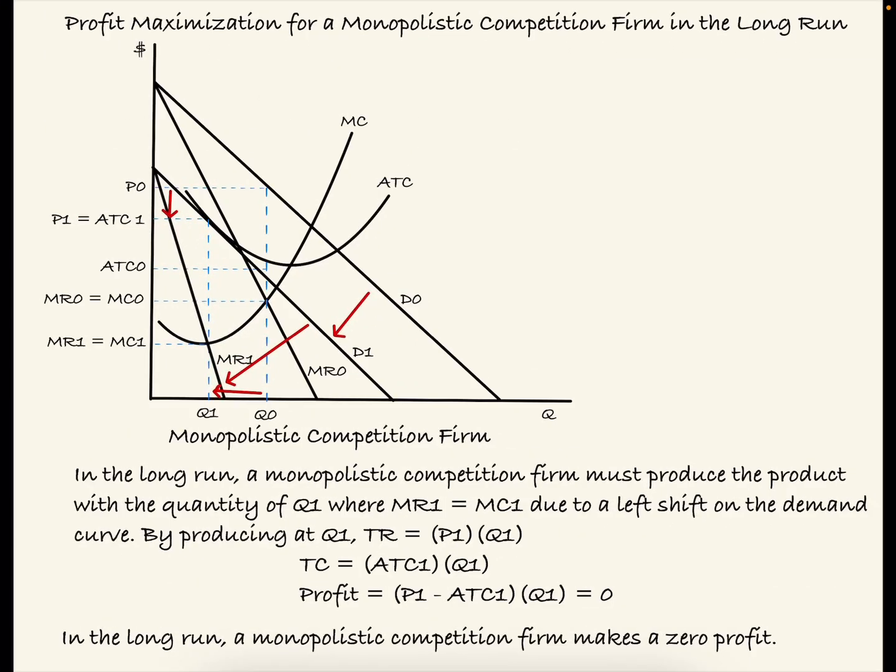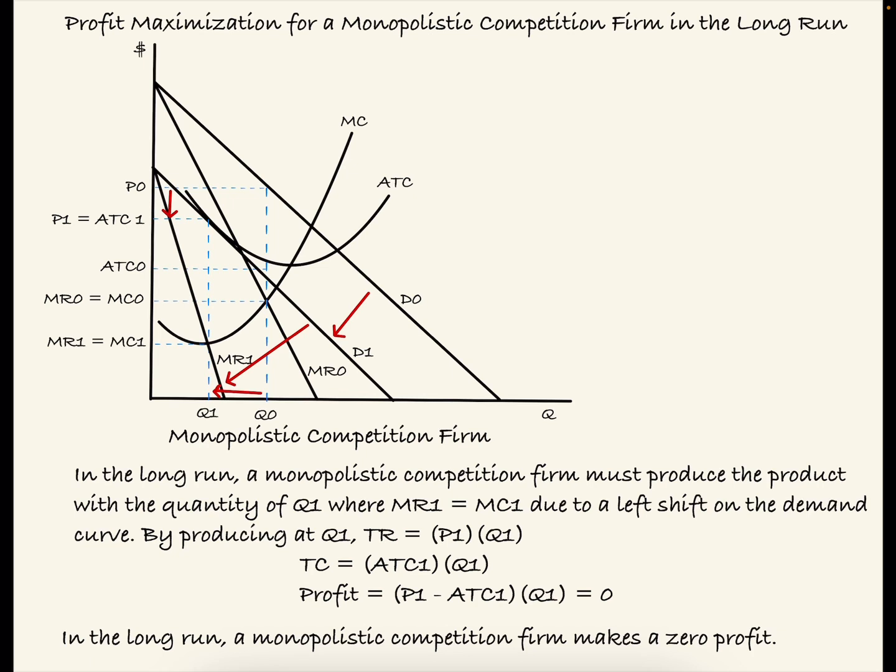Now let's look at profit maximization for a monopolistic competition firm in the long run. Remember that in monopolistic competition, there are no barriers to entry or exit from the market. So, after seeing a monopolistic competition firm's profit in the short run, other firms will join the market. And thus, the demand for the product of this single monopolistic competition firm will decrease. You can see that in the example, from the shift from D0 to D1.